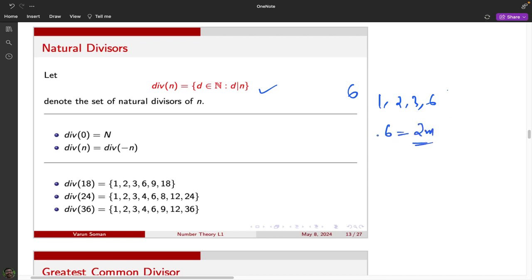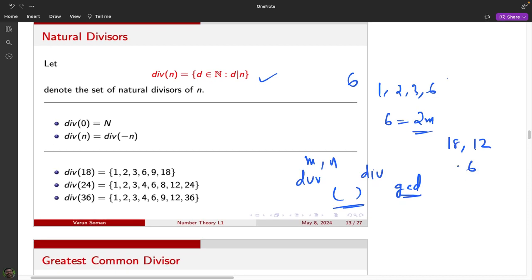So what do we mean by GCD? When you're taking two numbers, you take the divisors of m as well as the divisors of n and choose out the common divisors, and the greatest of them is called the greatest common divisor. For example, GCD of 18 and 12 is nothing but 6.